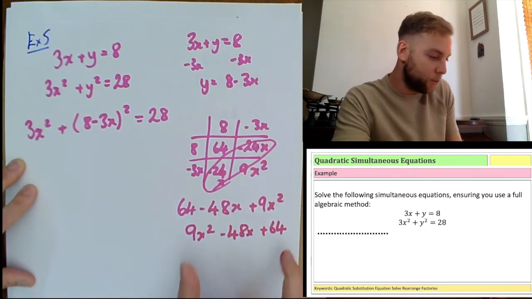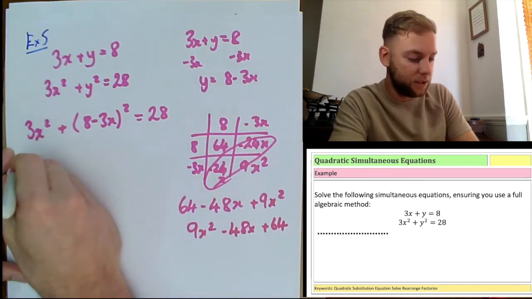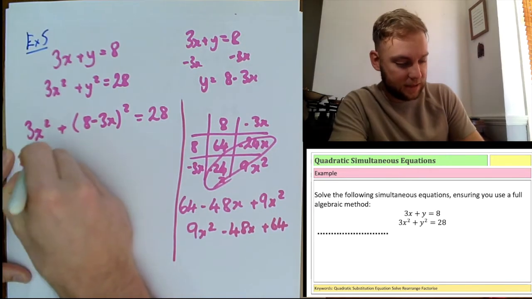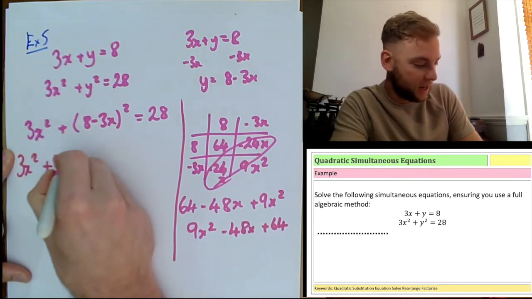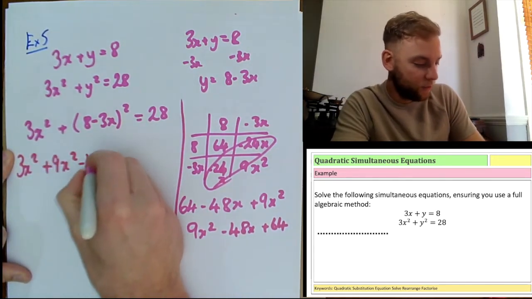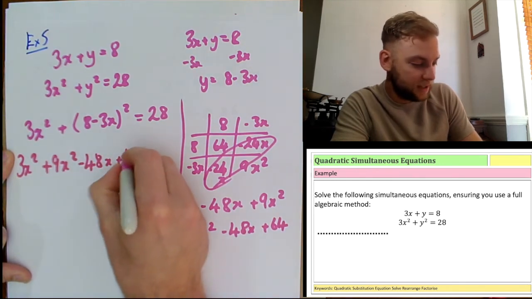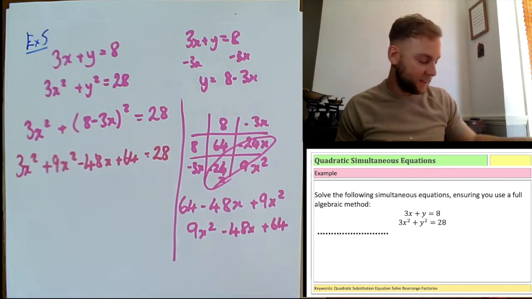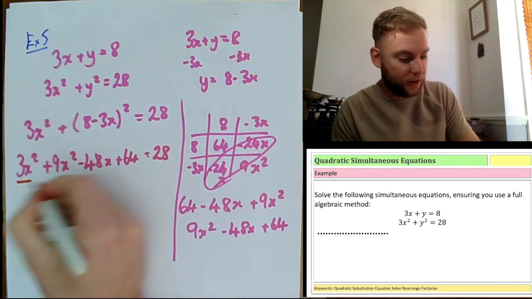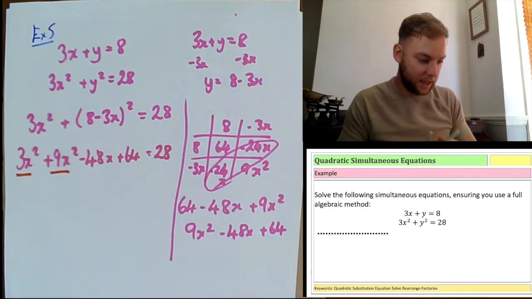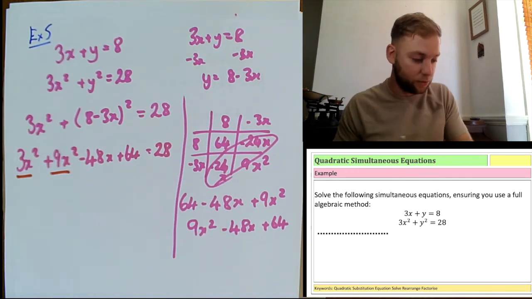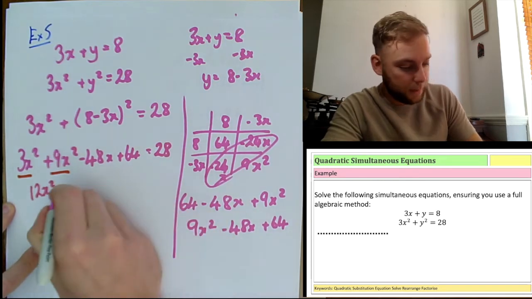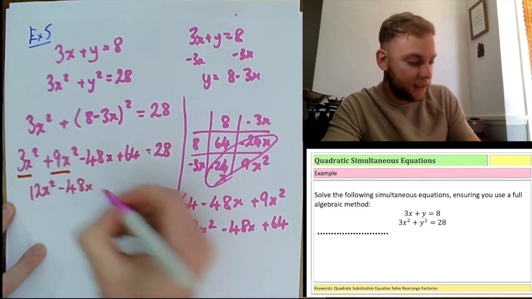Super. So now let's put this back into my original equation. Let's just put a line there so I know that that's separate. 3x squared plus 9x squared minus 48x plus 64 is equal to 28. Let's simplify this now. So the 3x and 9x is 12x squared minus 48x.